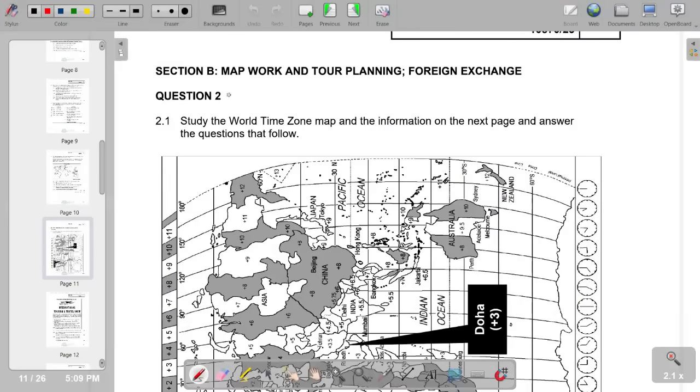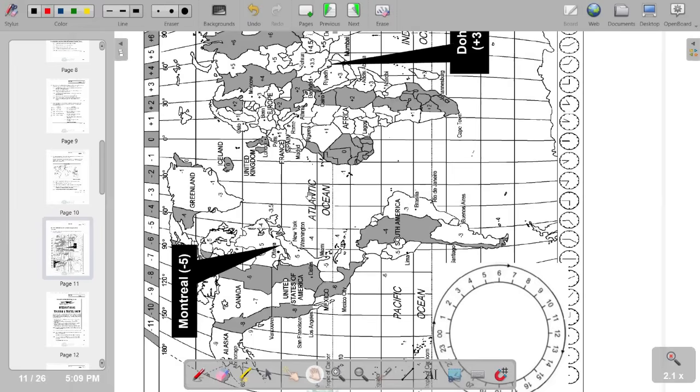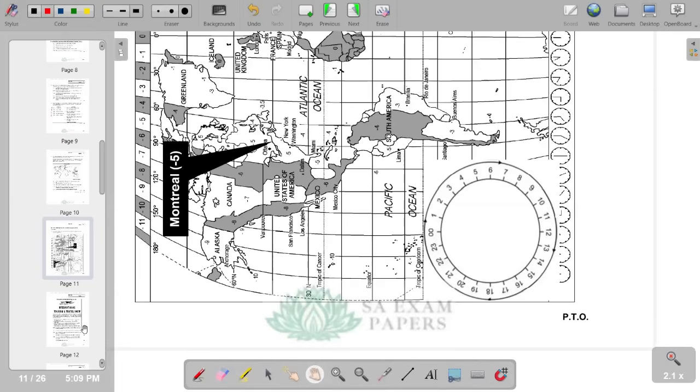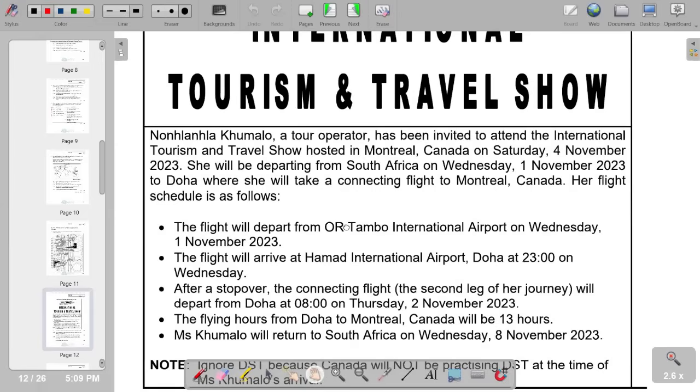So on our section B, it's on map work and tour planning, and also we have foreign exchange on section B. So question two is on map work and tour planning. So 2.1, study the world time zone map and the information on the next page and answer the questions that follow. So we are given the world time zone map here that you just need to go through. Then beneath that, we are given information on International Tourism and Travel Show 2023. So we are supposed to go through everything before we start to answer the questions.